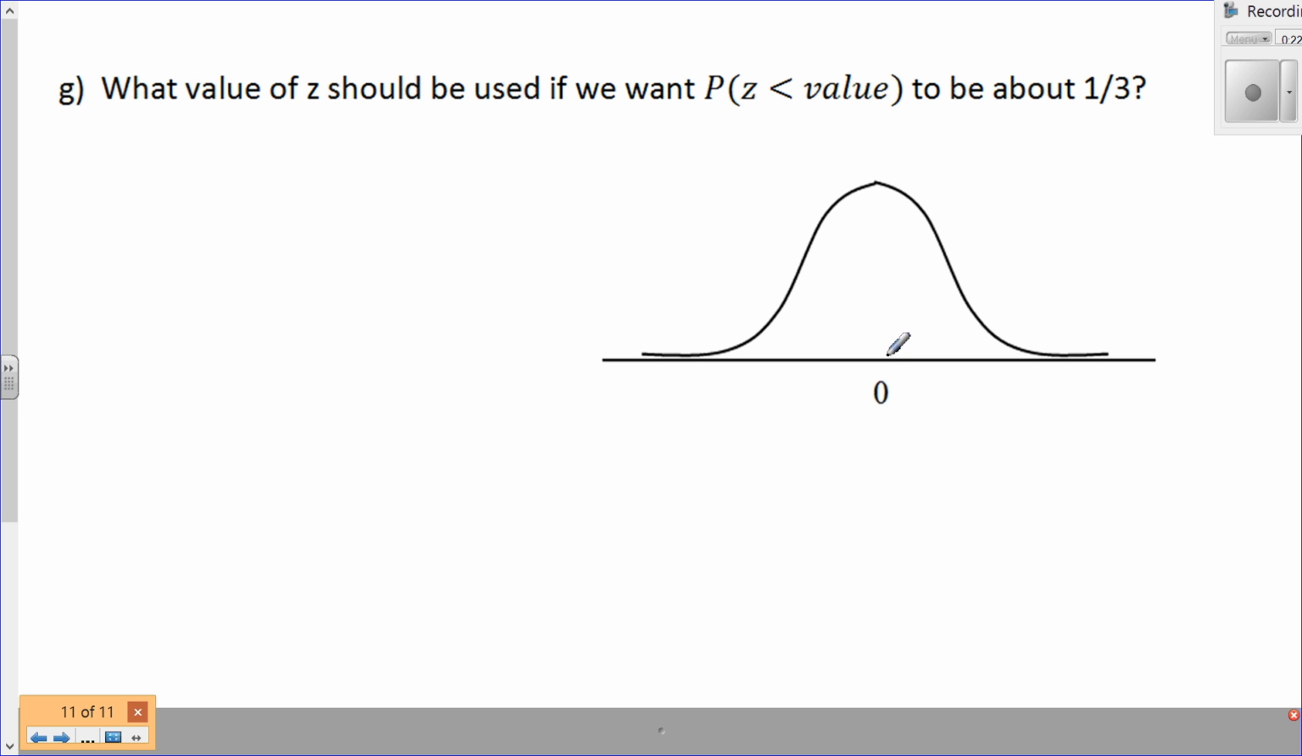So again, we know the 0 splits the graph in half. So there's a 50% chance of being smaller than 0, a 50% chance of being greater than 0. And I want some value so that probability of z being less than that is about a third. So instead of splitting the data in half, I want to split it so that this area is about 1/3, which would mean this area would need to be about 2/3. So about 0.33 and about 0.667. So to do this, I'm going to have to look at my table of values backwards.